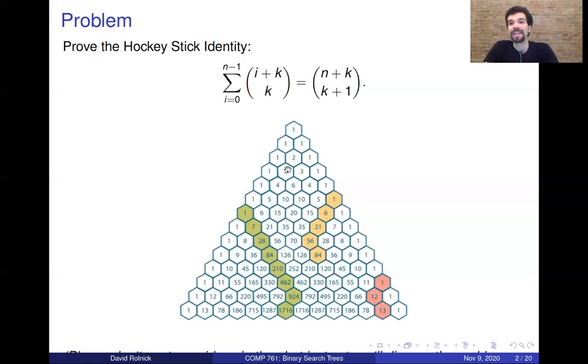We'll get back to the hockey stick identity, which will become relevant, surprisingly.